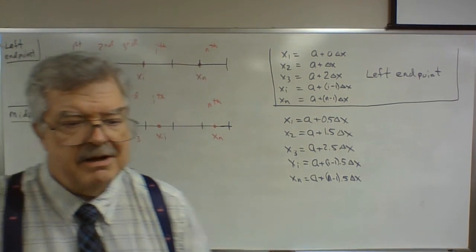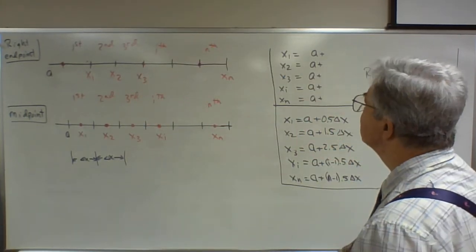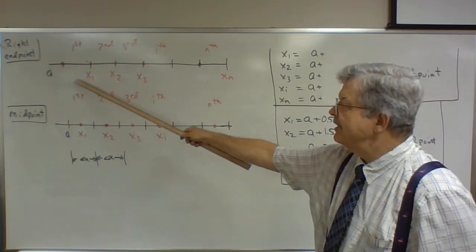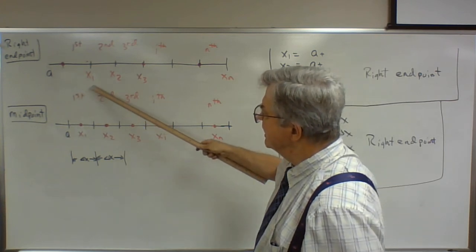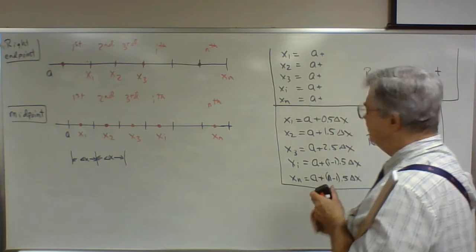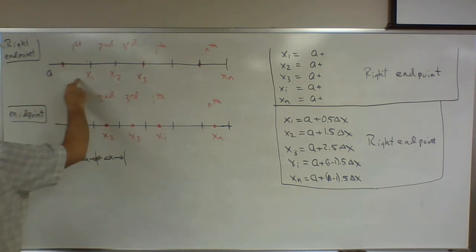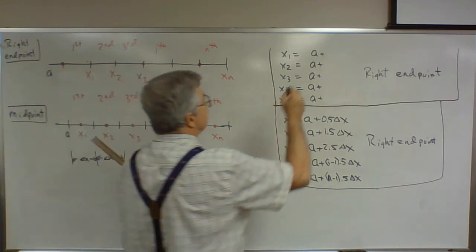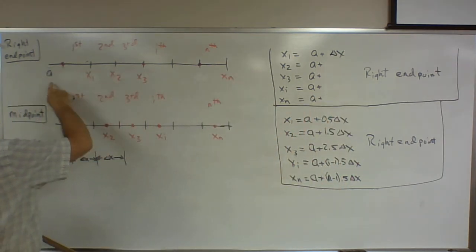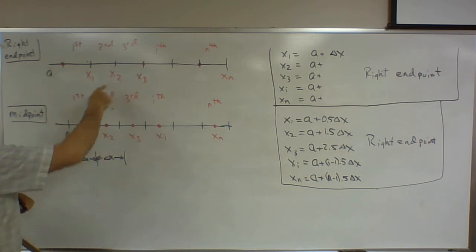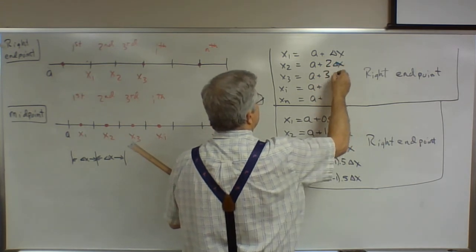And now we'll do the right endpoint. Okay, right endpoint. In the first subinterval, x sub 1 is at the right endpoint. We start at a and go a distance of delta x. So x sub 1 would be a plus delta x. To get to x sub 2, we start at a and go 2 delta x. So x sub 2 is a plus 2 delta x, and so forth.